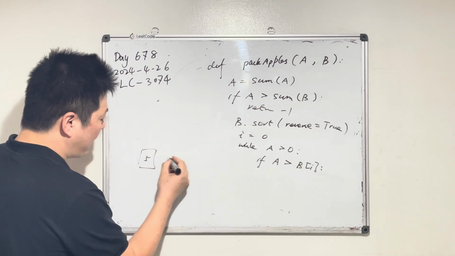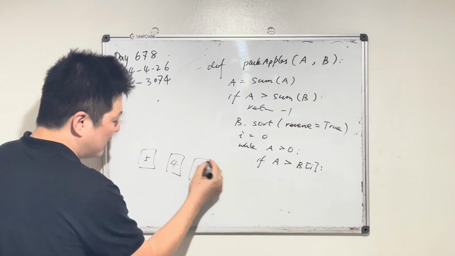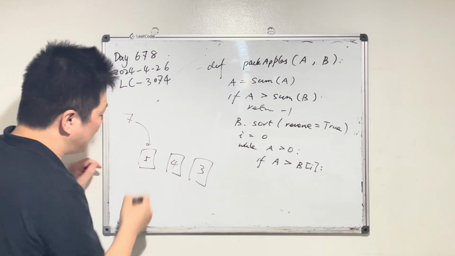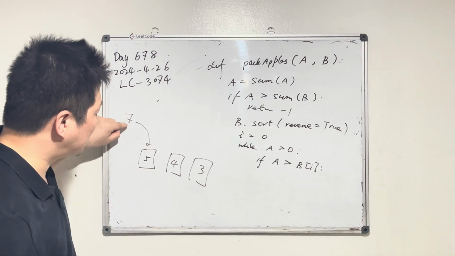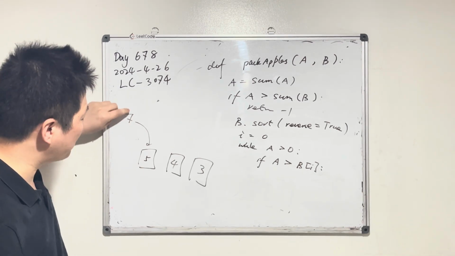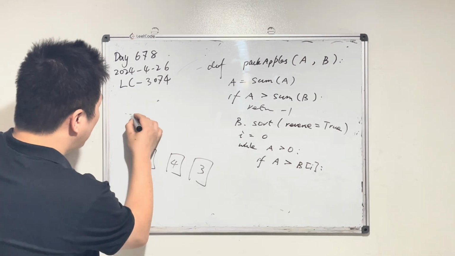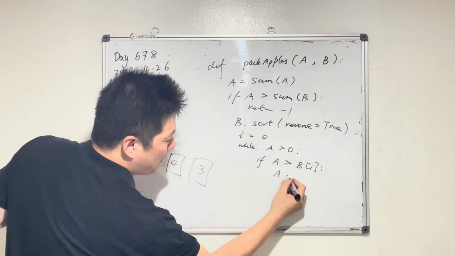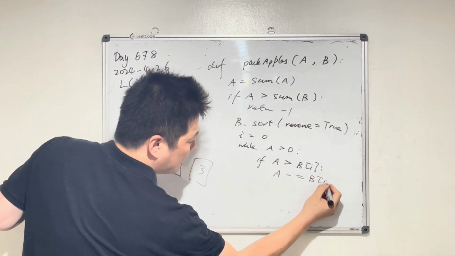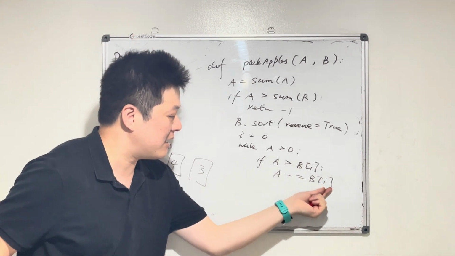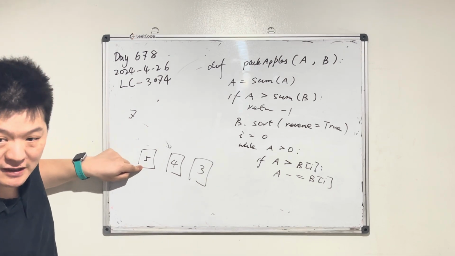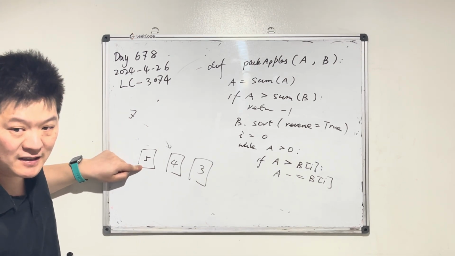For example, this is 5, this is 4, this is 3. Also, we have 7 apples. 7 is bigger than 5. So we need to subtract 5 from 7, right? So the remaining is 2 apples. But now we need to move to the next, right? So A minus equals B[I], because we need to update the apples number, right? We have 7 apples, and the 7 apples is bigger than the box with 5 capacity. So what do we do?